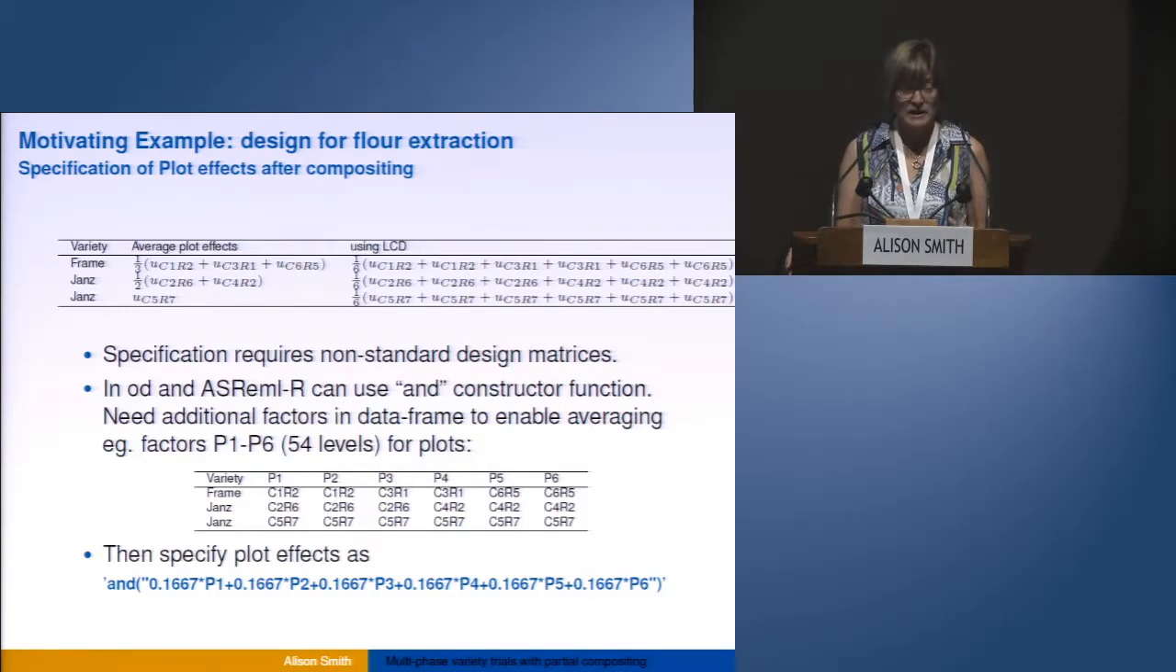In OD and ASReml-R, we can use an and() function to do this. Essentially what we need to do is, in the data frame, we need to have extra factors. Because I'm averaging 6 things here, I need 6 factors going in there. It's fairly intuitive once you see that you're trying to average 6 effects. They are the 6 factors we need to put in. And the notation, as I've got it at the bottom here, and(), essentially sums the design matrices for those 6 plot factors and divides by 6. It doesn't have the notation for /6, so we've got to multiply by 0.1667.